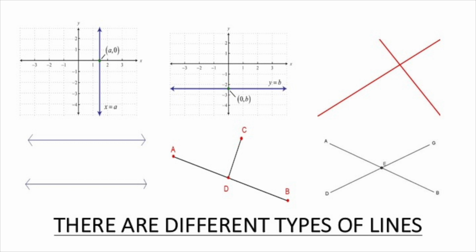And there are different types of lines. For instance, going up, vertical. Going across, horizontal. Up and across, diagonal. Perpendicular, parallel, and this one here is cross lines. Yes, many different types.